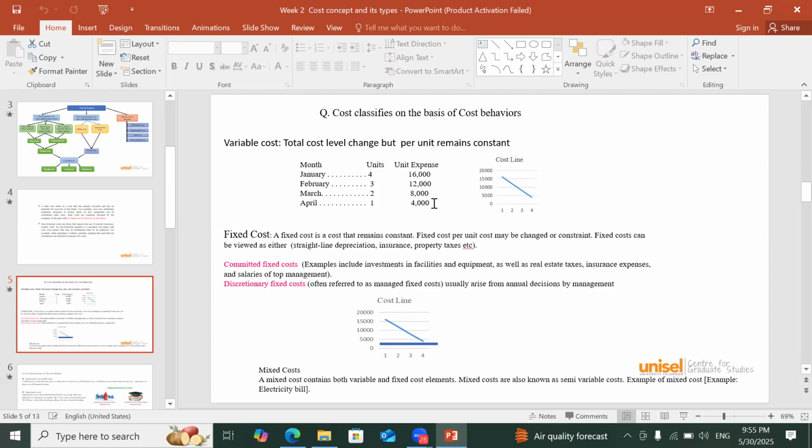And if the total cost level changes infrequently, this is not variable cost. This is the mixed cost. Okay.